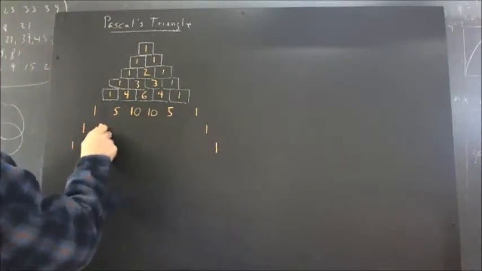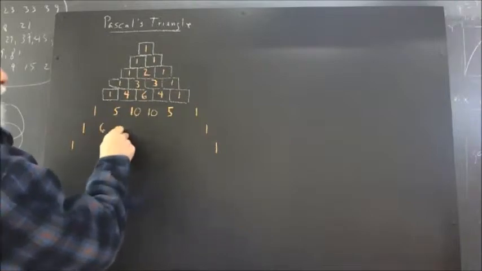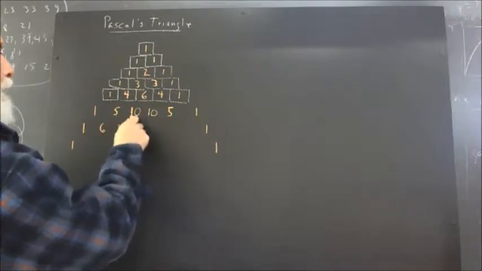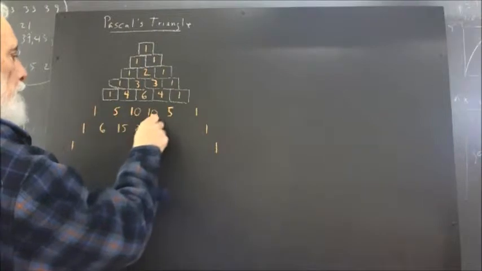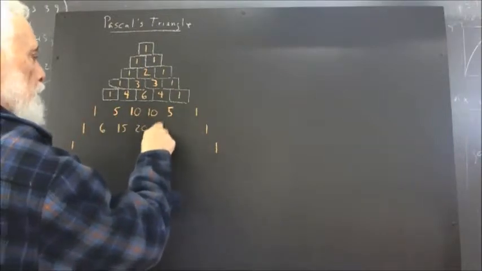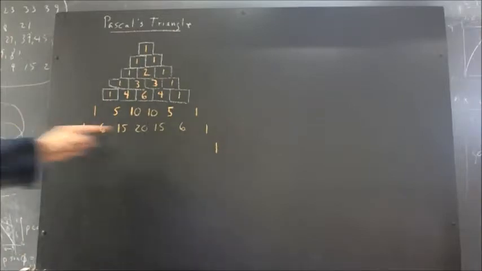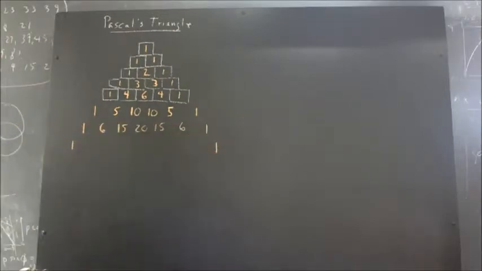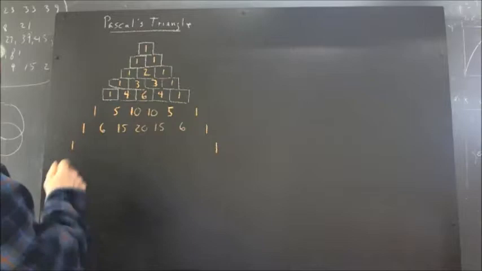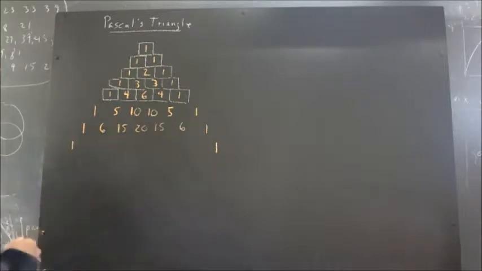The 1 and the 5 is going to give us 6. The 5 and the 10 is going to give us 15. 10 and the 10 is going to give us 20. 10 and 5 gives us 15. 5 and 1 gives us 6. So now we've got this row. Okay, go ahead and fill in this row. It's the last one we're going to do.